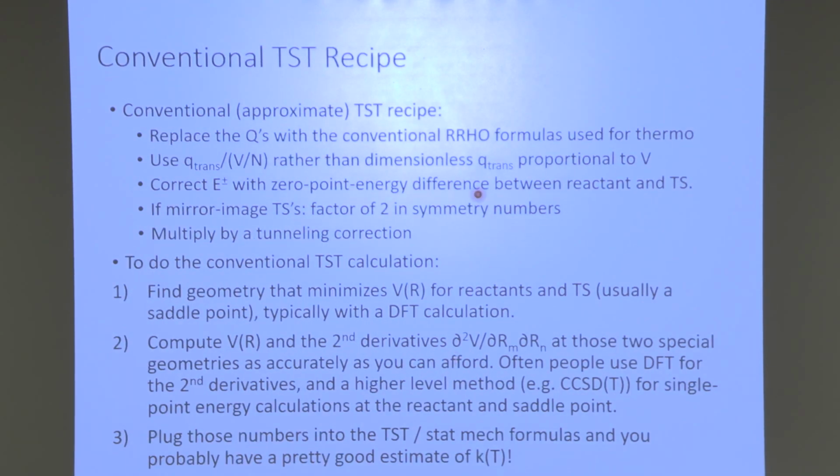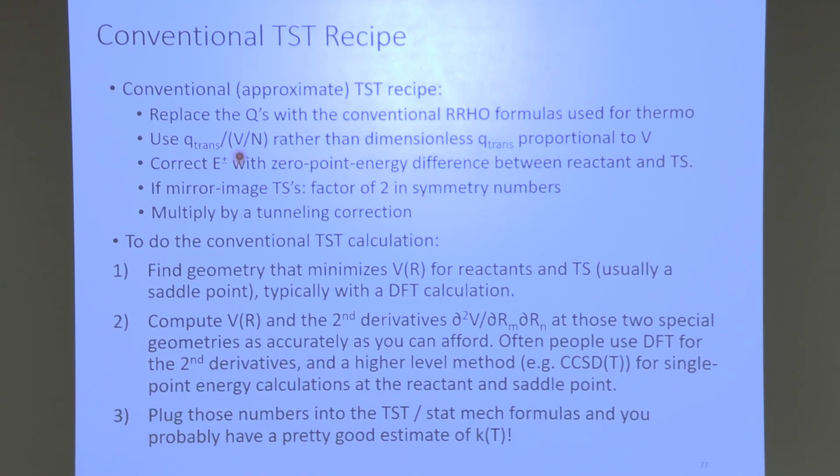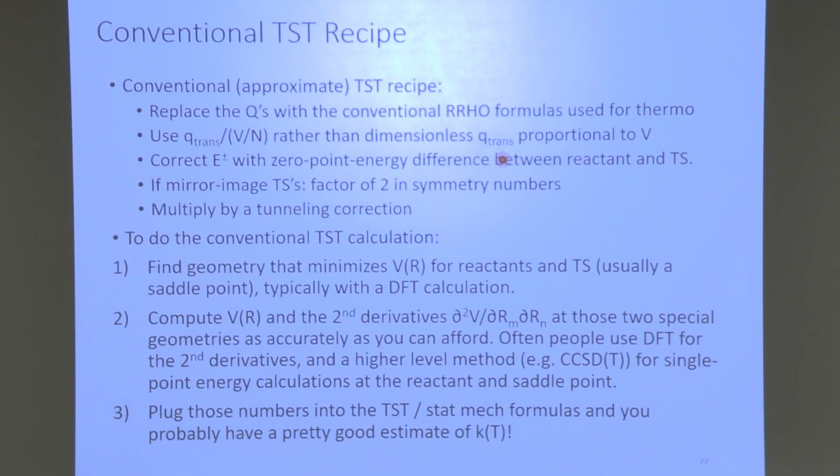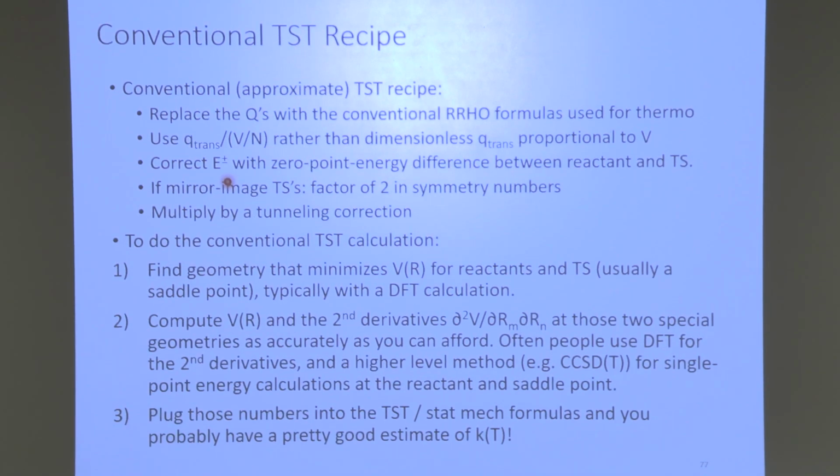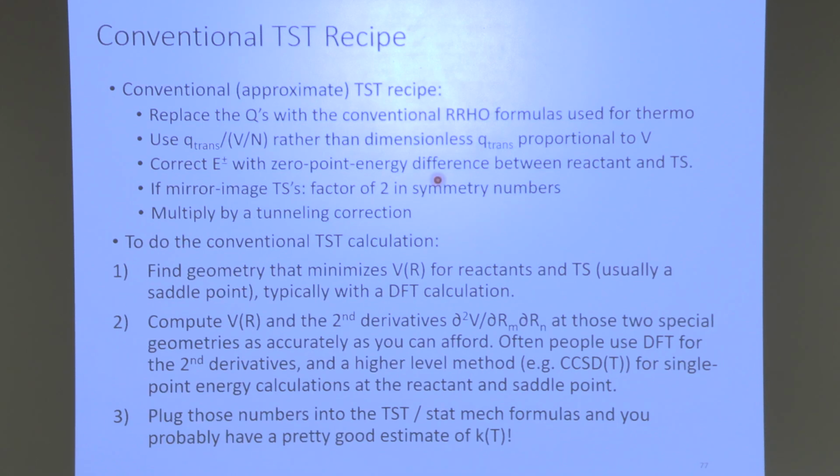All right, so the way we do it, the formula is we get the Qs, we use the conventional RRHO formulas that we showed before for thermo. We use the Q trans divided by V instead of the dimensionless one. And we correct all the energies with the 0-point energy differences. And if we have a mirror image transition state, the chiral one, then we'll add another factor of 2. And then we have to work out a tunneling correction. Maybe we'll talk about that later. It's not usually so important at combustion temperatures.